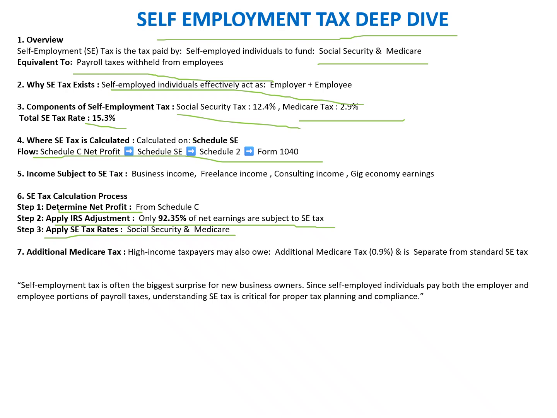Additional Medicare tax is there for the high-income taxpayer. An additional Medicare tax of 0.9% is also charged, which is over and above the tax being charged on the self-employed. So self-employment tax is often the biggest surprise to new business owners, since self-employed individuals pay both the employer and the employee portion of the payroll taxes. Understanding the SE tax is critical for proper tax planning and compliance.